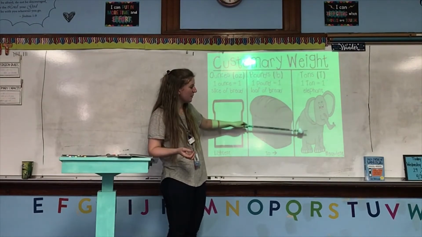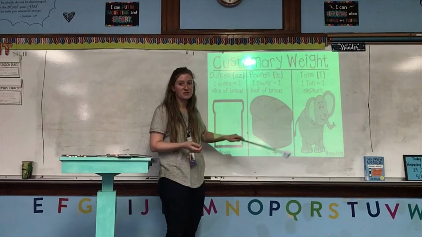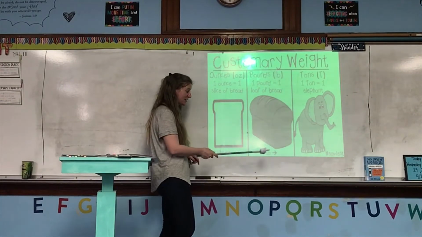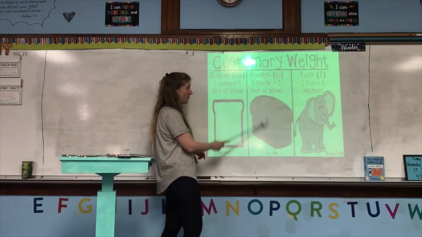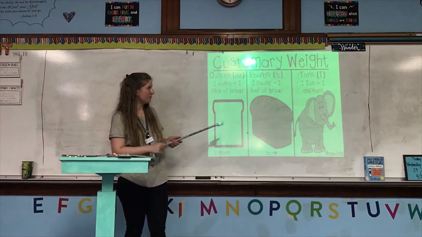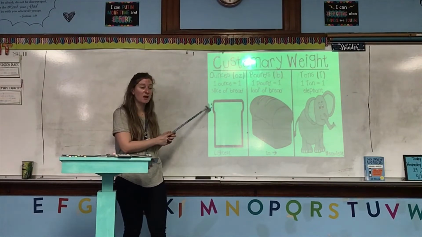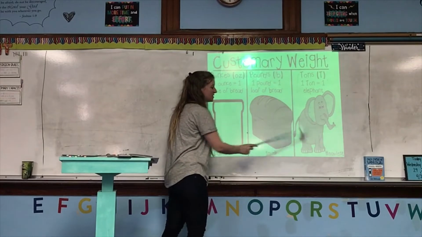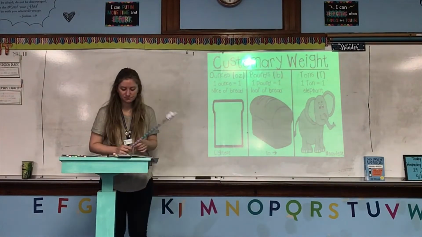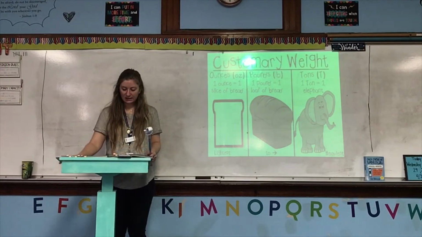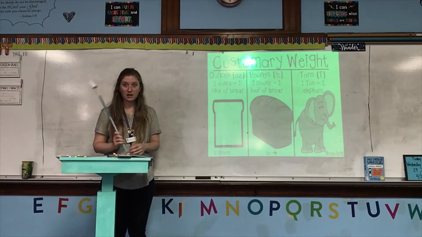A ton is about the weight of 1 elephant. So 1 elephant weighs about 1 ton. Now yes, there is a very big difference between 1 pound and 1 ton, but that's just how it works here. So we have ounces, which are the smallest, pounds, which are right in the middle, and then tons, which are the largest. Okay, so now that we've talked about that, let's go ahead and move on to the book.